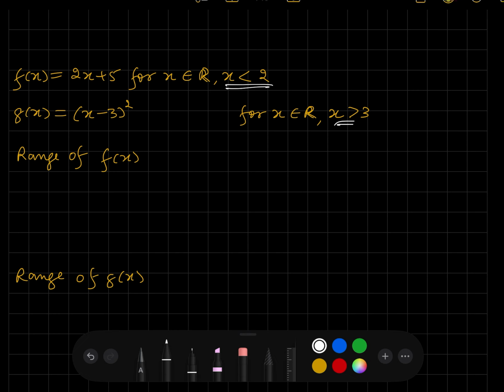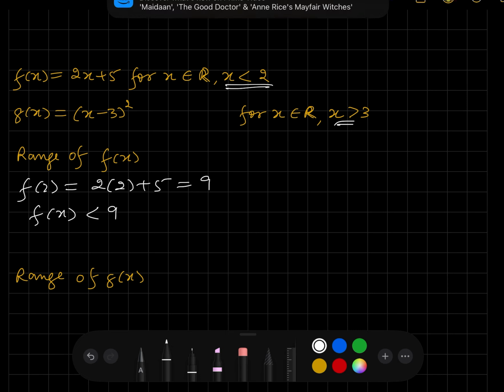So x is less than 2. So the range of f(x) would be what? Let us put f(2), and what we get is 2 times 2 plus 5, which is 9. It means that the range of f(x) is always less than 9. It will take all the values which are less than 9. Greater than 9 values would not be included. Even 9 is also not included.